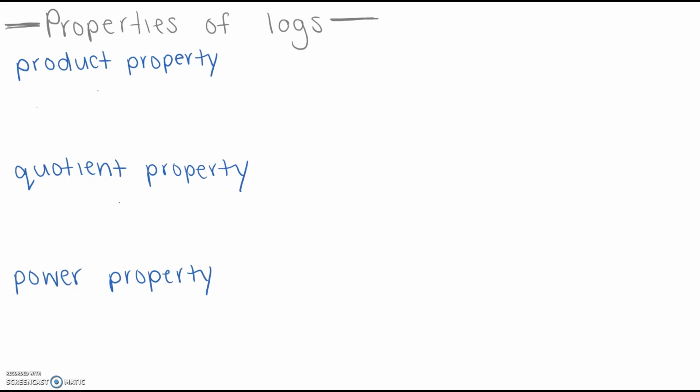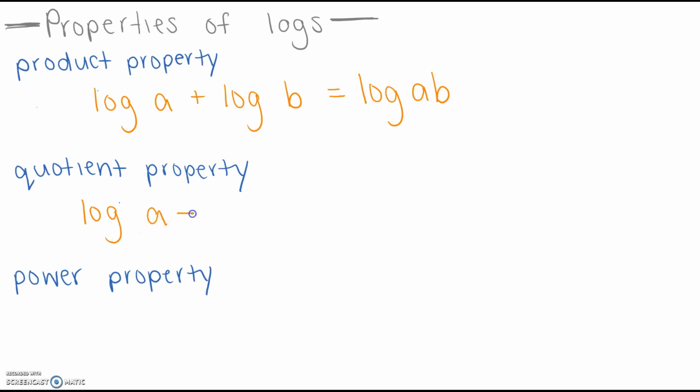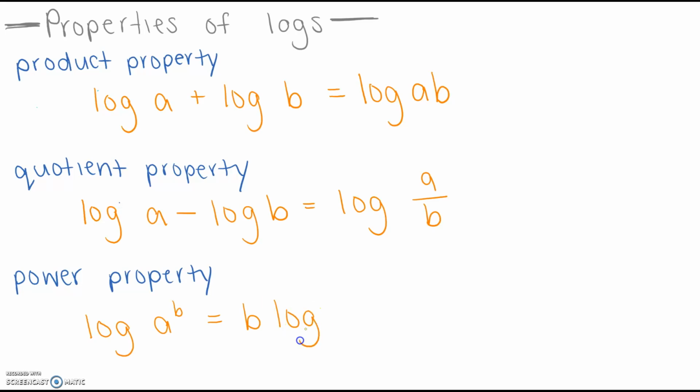So the product property is log of A plus log B is equivalent to log of A times B. The quotient property is log A minus log B equals log A divided by B. And the power property is log A to the B power is equivalent to B times log of A.